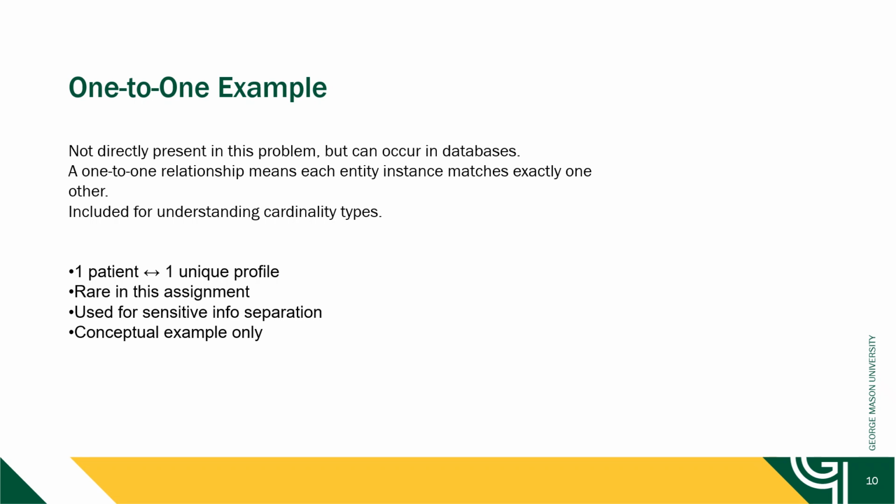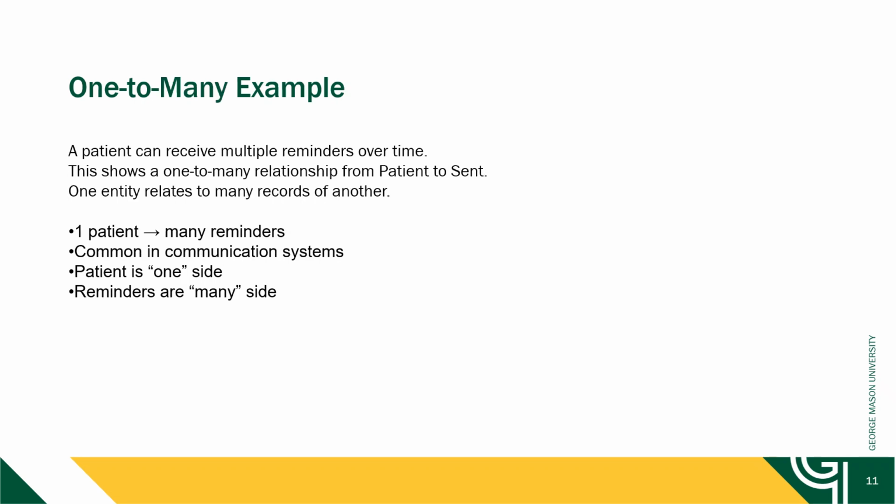One to one relationships do not appear directly in this assignment, but it is really useful to understand them. A one to one relation means that one record in an entity matches exactly one record in another entity. An example might be a patient and the unique health profile that only belongs to that patient. Even though the assignment does not require this type, one-to-one relationships help us to understand when data should be separated into multiple secure tables. And coming to the next slide, one-to-many.